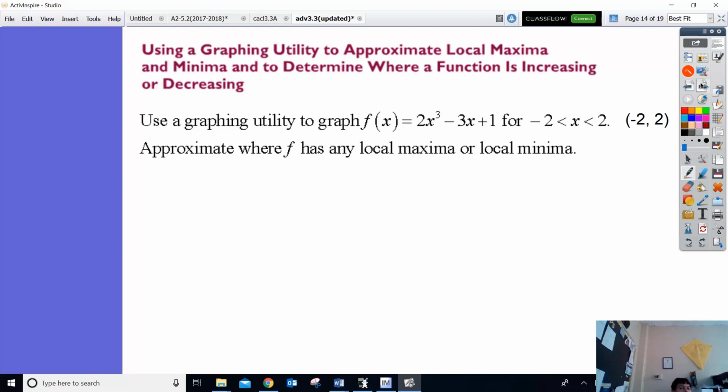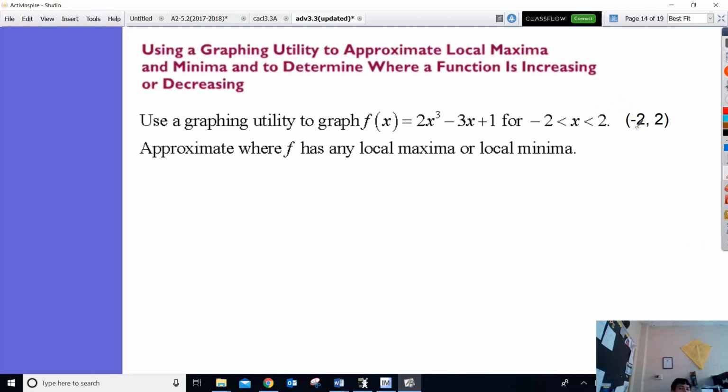All right, here's the next part of our little lesson here. Use a graphing utility to approximate local maxima and minima and to determine where a function is increasing or decreasing. So we're asked to use a graphing utility to graph 2x cubed minus 3x plus 1 for x between negative 2 and 2. You'll also commonly see that people will give you a left x value and a right value using interval form. So it says use a graphing utility, so what should you have? A graphing utility.